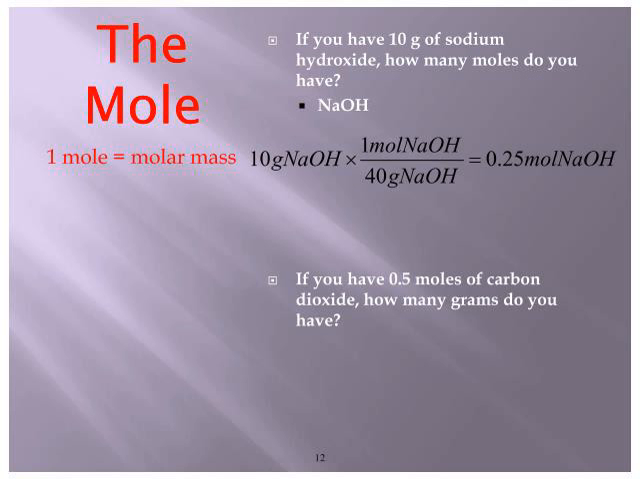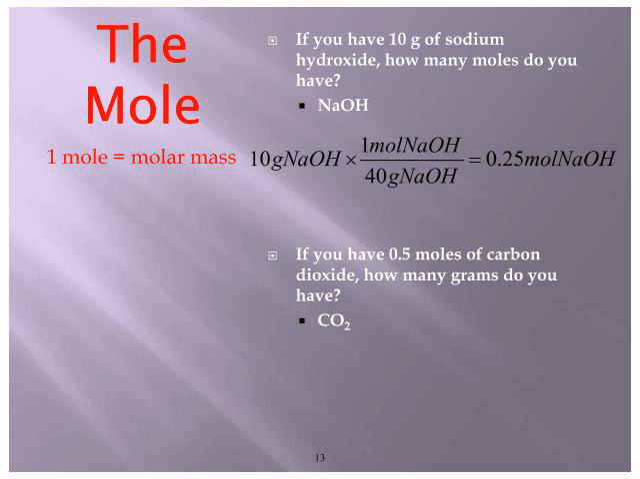if I have 0.5 moles of carbon dioxide, I want to know how many grams I have. So moles is my given, and grams is my want. First thing we have to do is write carbon dioxide, because when dealing with grams, you have to have the correct formula in order to do the correct mass. So carbon dioxide is CO2.